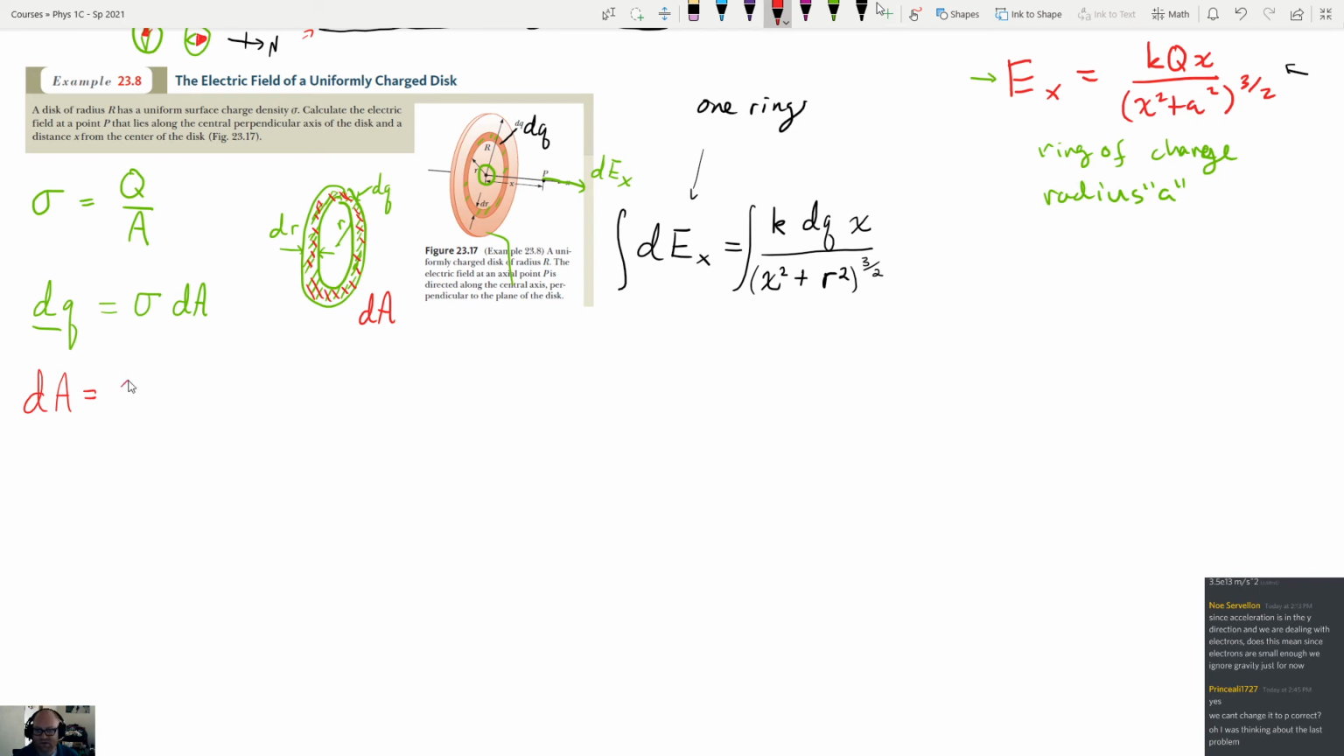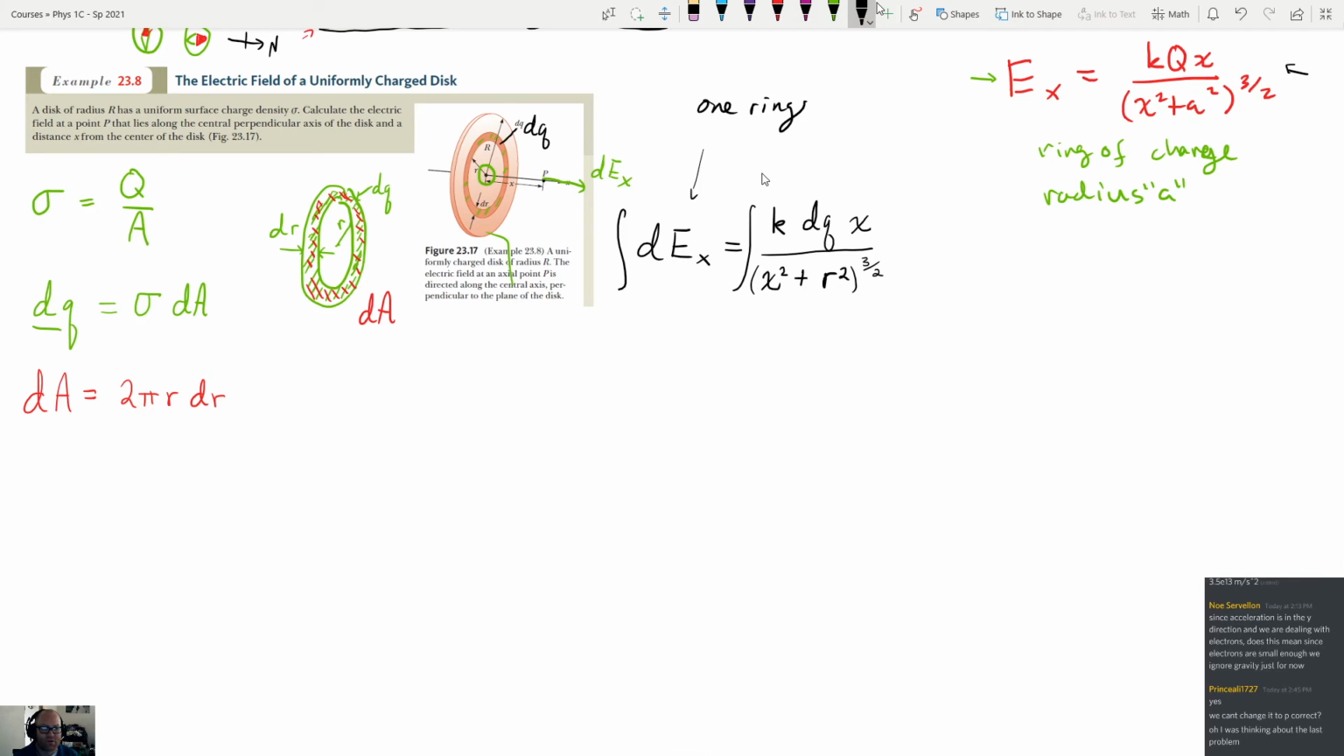So if you take 2 pi r, which is the circumference, that's how long it is around, and then you multiply by dr, that'll give you the area. There's a few different ways to get this result, but that is the right answer. So that's what dA is, and we've got dq right here, right? So let's plug everything in.